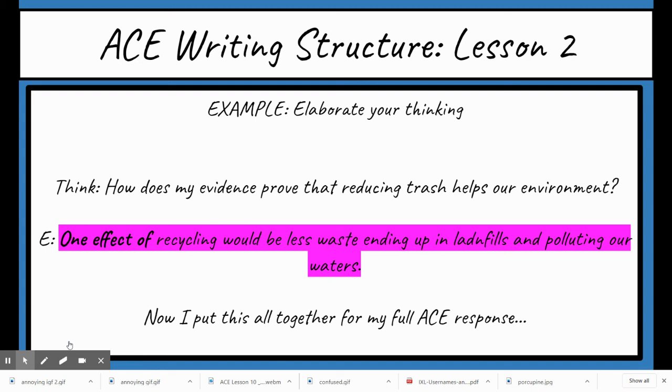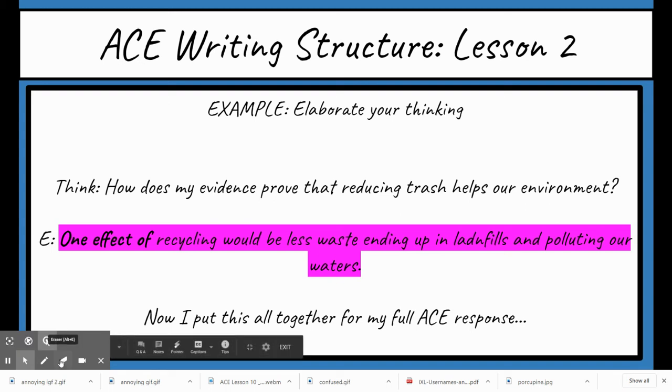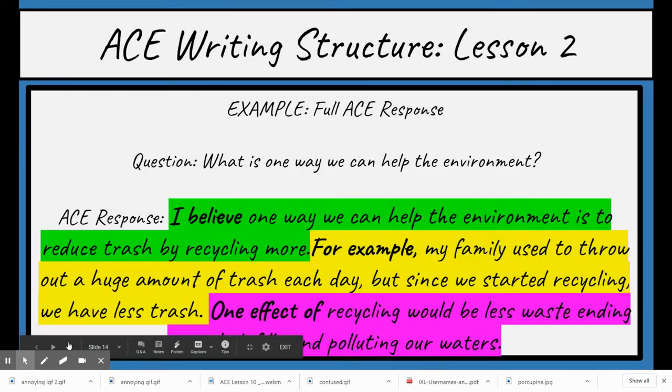Well, I think of the word effect like a result. So, I use the sentence starter, one effect of, and I write, one effect of recycling would be less waste ending up in landfills and polluting our waters. Now, I am ready to put this all together for my full ACE response. So my full ACE response is: I believe one way we can help the environment is to reduce trash by recycling more. For example, my family used to throw out a huge amount of trash each day, but since we started recycling, we have less trash. One effect of recycling would be less waste ending up in landfills and polluting our waters.